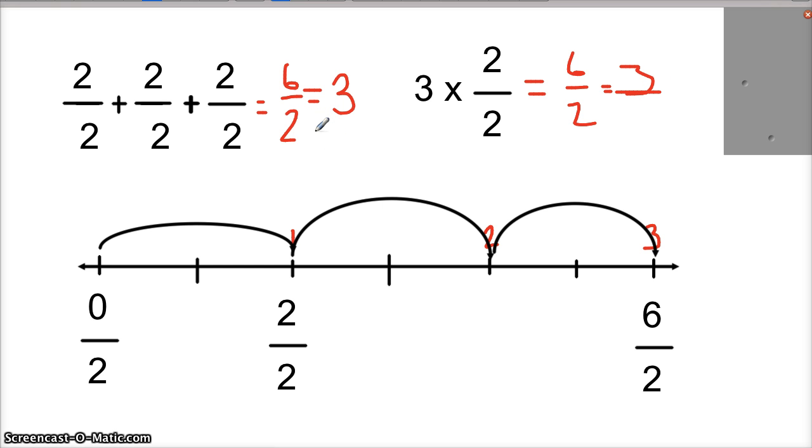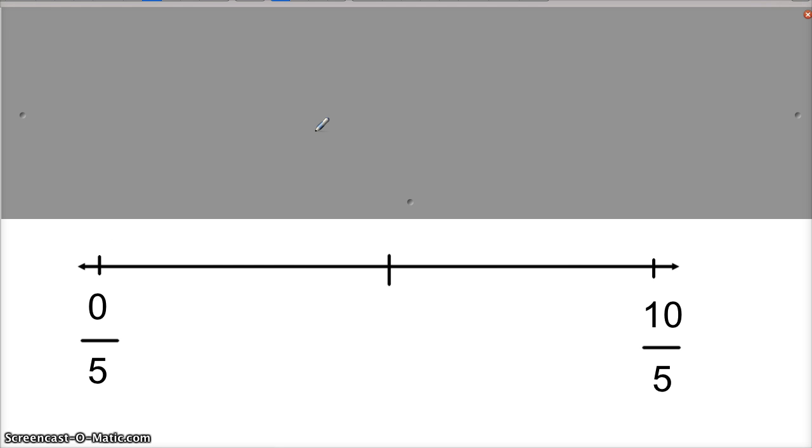Okay, are you getting the hang of it? Let's try a couple more. I want you to draw a number line and label your endpoints as 0/5 and 10/5 and make a mark down the middle for now.